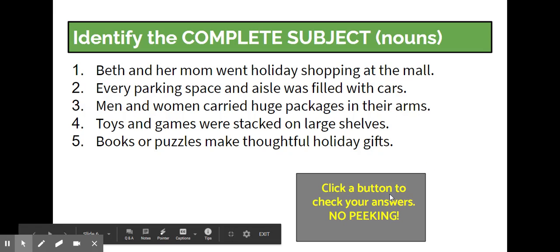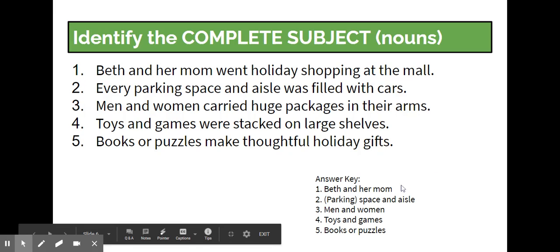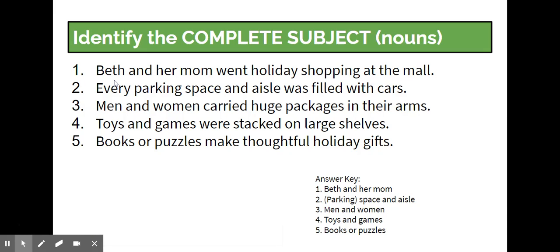All right, let's see what you got. I hope you guys are pausing. This is good practice. All right, let's check it out here. Answer key. Number 1, Beth and her mom are the subjects. There are 2 subjects, Beth and her mom. Complete subject, remember? There's a conjunction there, and.